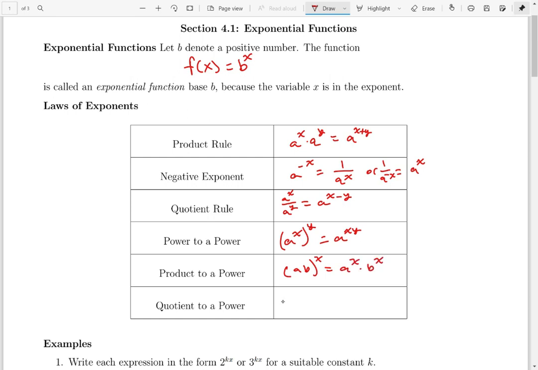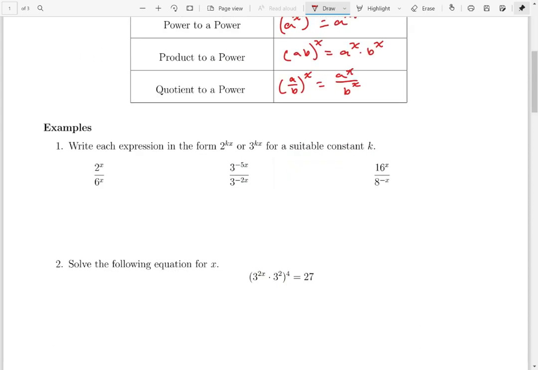It works the exact same way with quotients. That is, if you have a divided by b raised to the power x, that's the same thing as a to the x divided by b to the x. And so these are the power rules that we're going to use to work with these exponential functions. So what we're going to do now is use these powers and factorization in some form or fashion to rewrite each one of these expressions as either 2 raised to something times x or 3 raised to a number times x.